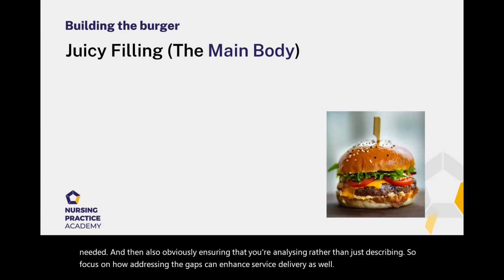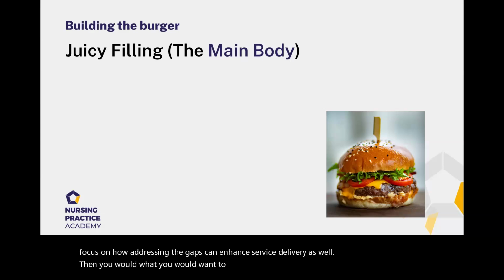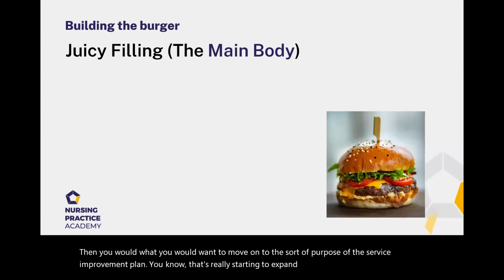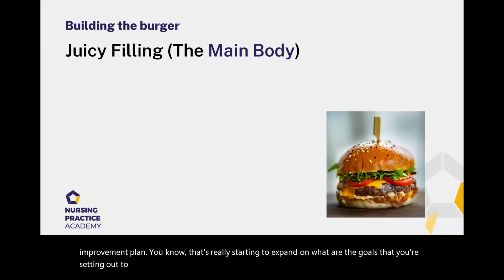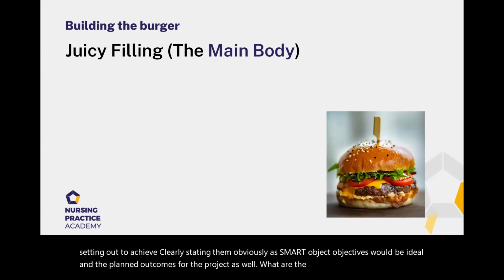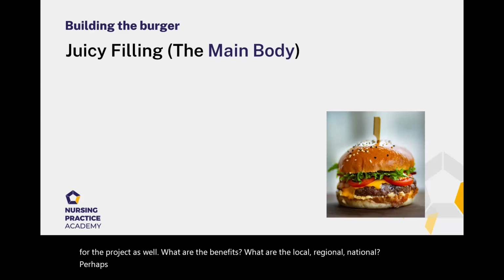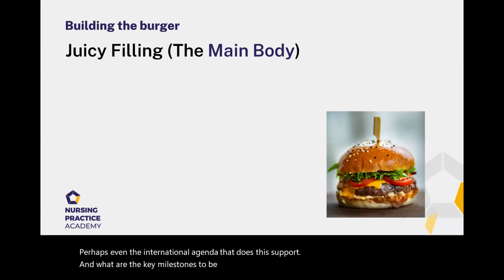Then you would want to move on to the purpose of the service improvement plan. That's really starting to expand on what the goals are that you're setting out to achieve, clearly stating them, obviously as SMART objectives would be ideal, and the planned outcomes for the project as well. What are the benefits? What are the local, regional, national, perhaps even international agendas that this supports? And what are the key milestones to be achieved, and in what timescale as well?